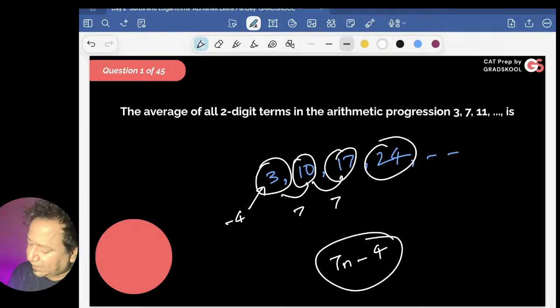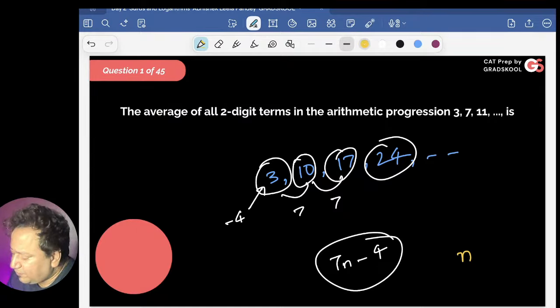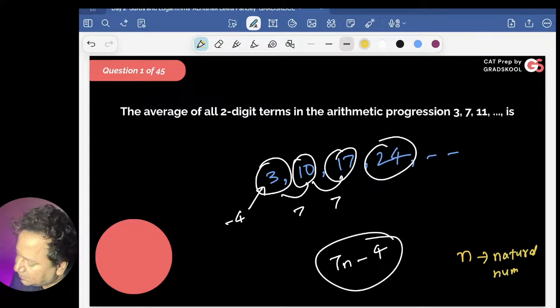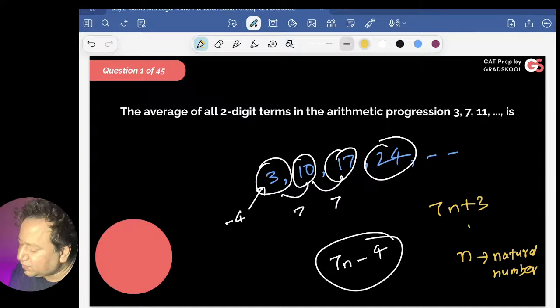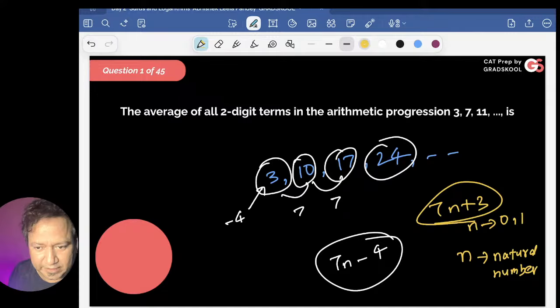I'll tell you why. In sequences and series, in fact in the entire mathematics, the moment you write n and don't explain what n actually is, people will automatically assume it's a natural number. That's an assumption. That is how all the theorems are made. So when you write 7n plus 3, and then say n starts with 0, only then is this going to be valid. Clear? The counter should start from 1.